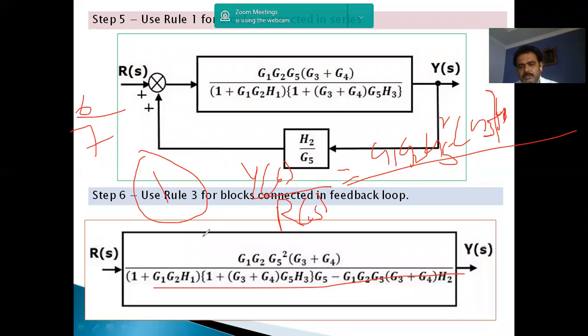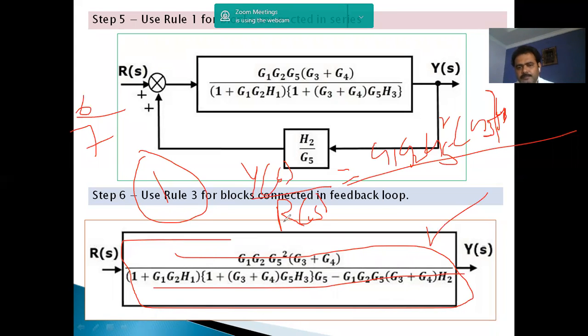If the question is a transfer function model, in that case we have to represent it like this: Y of s by R of s is equal to, again, we have to write this one. Don't forget to write that final answer. Reduce the block diagram means up to this portion. Okay, it is okay. You will get full marks.